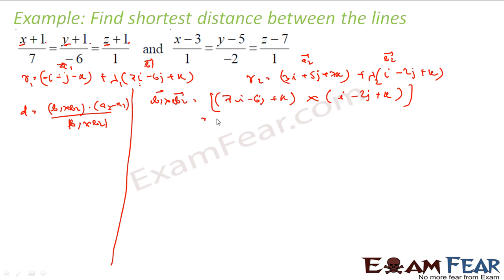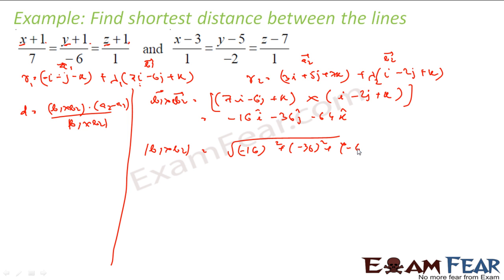Right? So this will come out to be, I'll not solve this for you, minus 16i minus 36j minus 64k. So you can solve this on your own using cross product. Similarly, the magnitude of b1 cross b2 will be the root of minus 16 square plus minus 36 square plus minus 64 square. Correct?